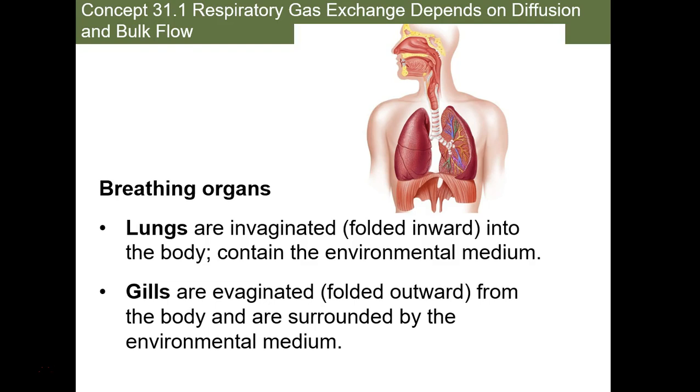There are two common types of breathing organs that animals may have. Lungs, which you're familiar with, are invaginated, folded inward in your body. They contain the environmental medium, which is air. Gills, found in aquatic organisms, are folded outward from their body and surrounded by the environmental medium, which in their case is water.